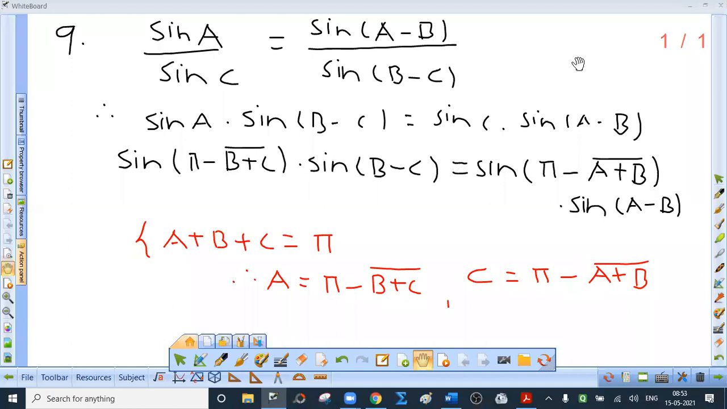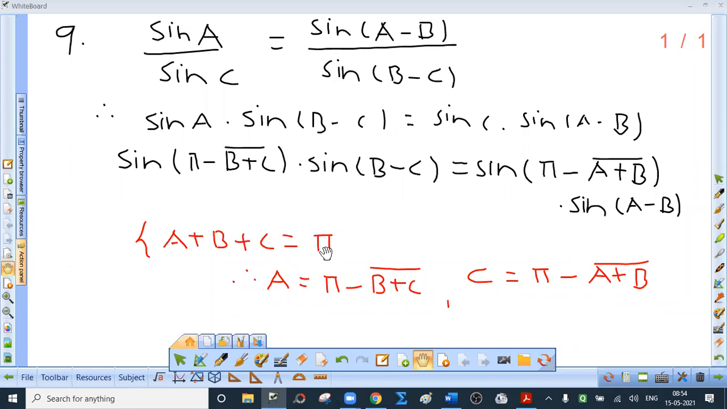Sum number 9. If sin A upon sin C is sin of A minus B upon sin of B minus C, then show that A square, B square, C square are in AP. Now sin A upon sin C is given to be this, cross multiply. So sin A into sin of B minus C is sin C into sin of A minus B.